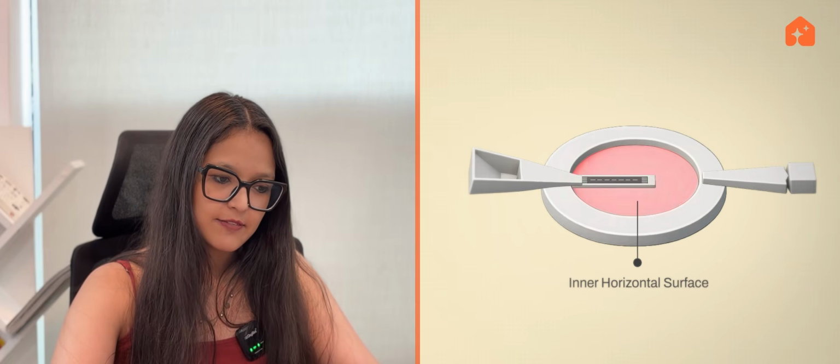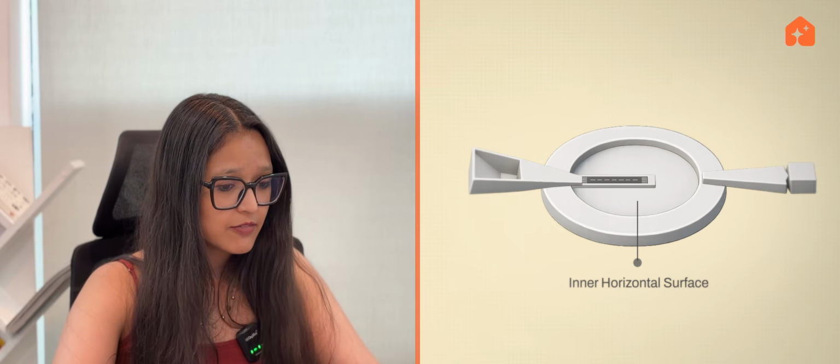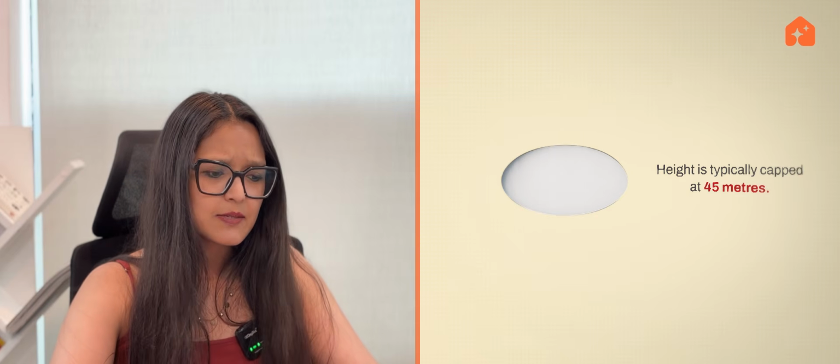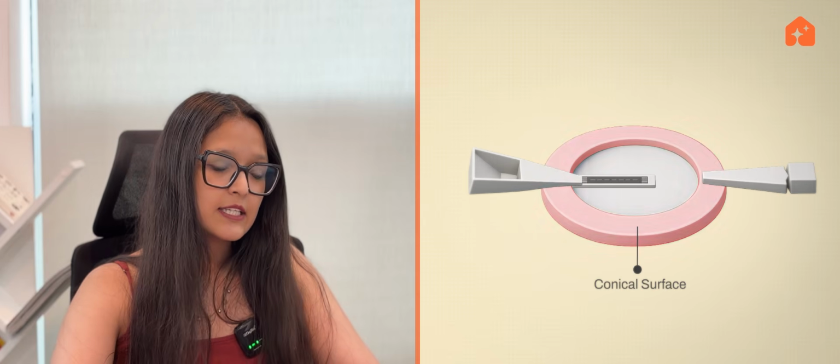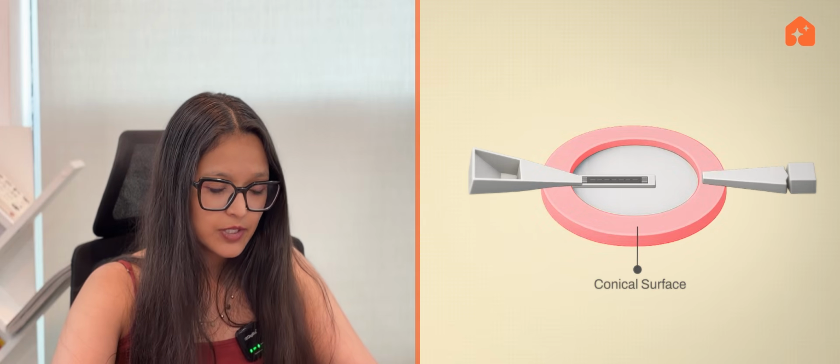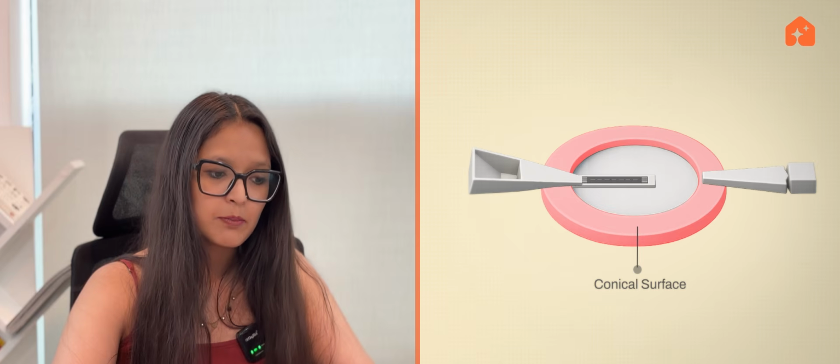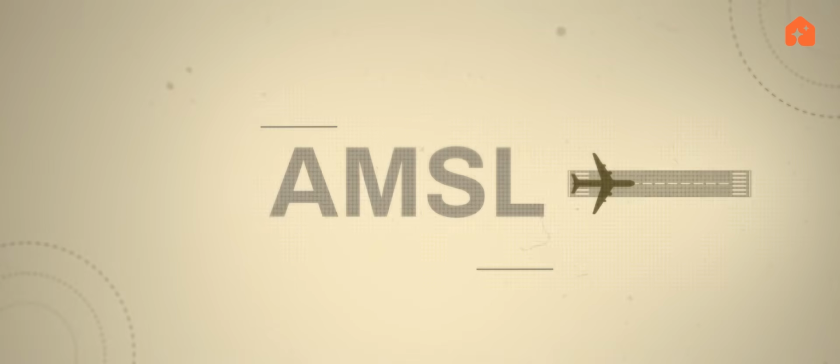Inner horizontal surface. This is a flat circular buffer zone around the airport. Height is typically capped at 45 meters. You'll see the conical surface right here. This slopes outward and upward. So more height is allowed as you move further, but NOC is still required.